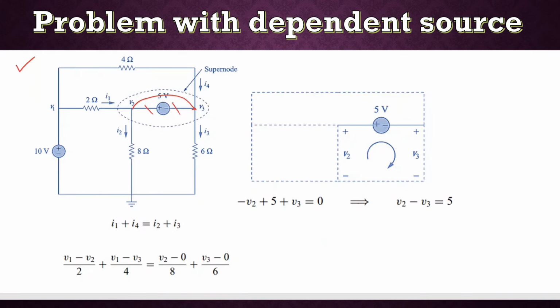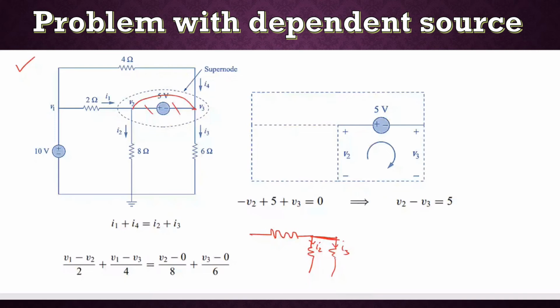See here, I1 is coming like this, and it is divided into I2 and I3 because these two nodes are the same. I1 is coming from the 2 ohms and it is divided into the 8 ohms and 6 ohms. Why? Because I am shorting this voltage source. So this will become I2 and this will become I3. And let the current from this 4 ohms be I4, which is coming like this.